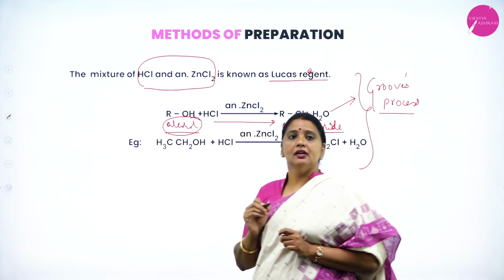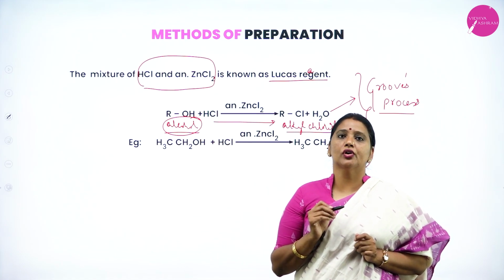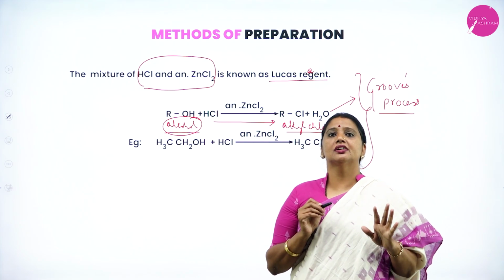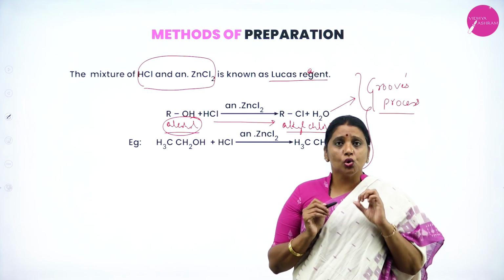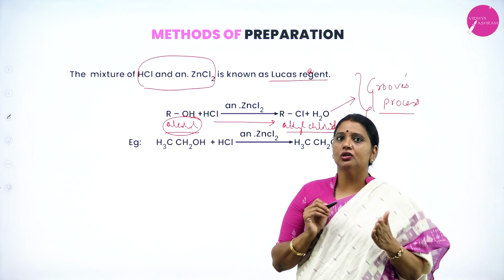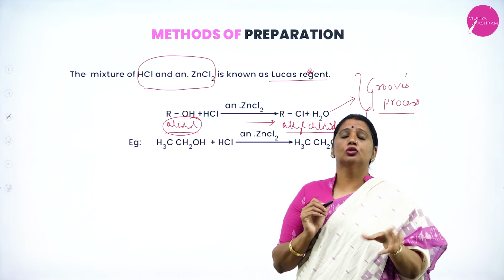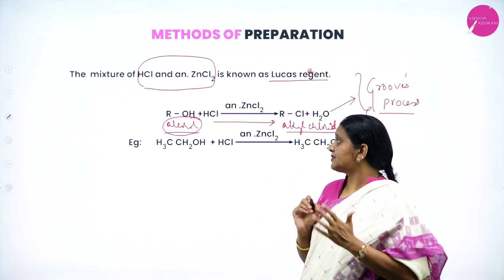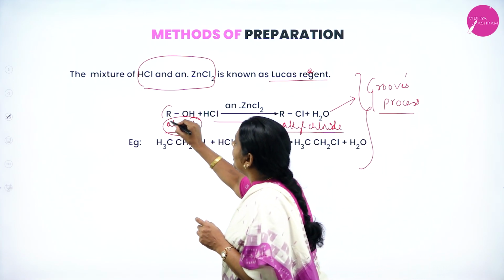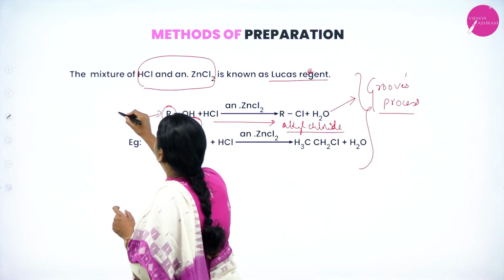My dear students, in organic chemistry, just learn the general equation. No need to memorize the examples by heart, because if you know the concept of which group has to be substituted for which group, it is very easy. For example, here R, you already know that R is an alkyl group.